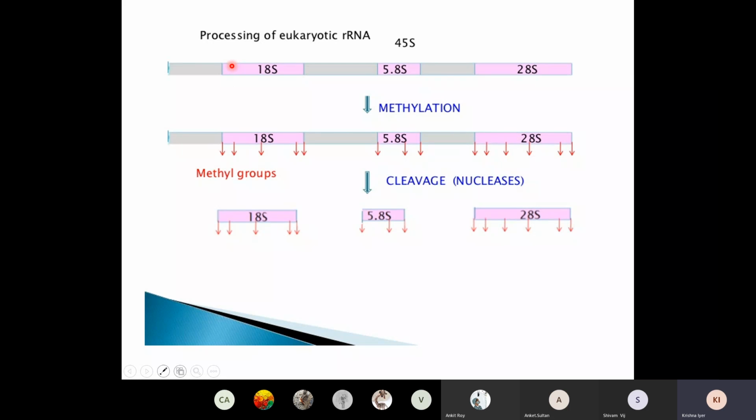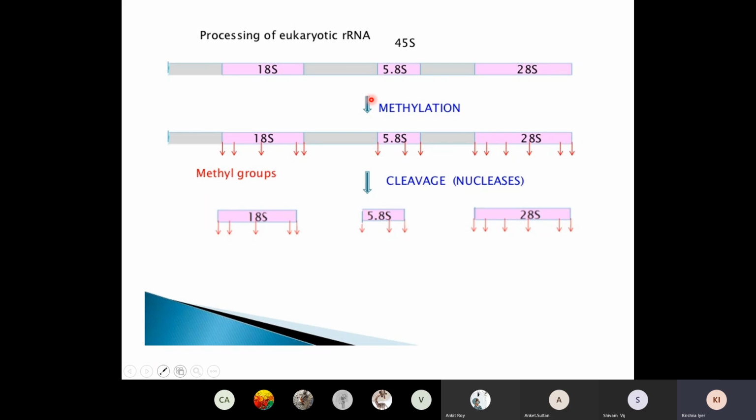Okay, so you see here this part is cut out, this part is cut out, and this part is cut out to finally give you what is called 28S RNA, 5.8S RNA, and 18S RNA. And this is occurring after transcription. So this is like splicing that you have seen before.